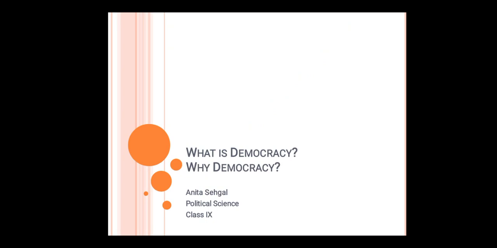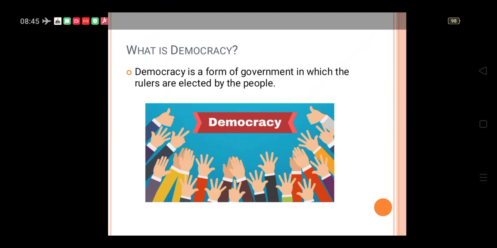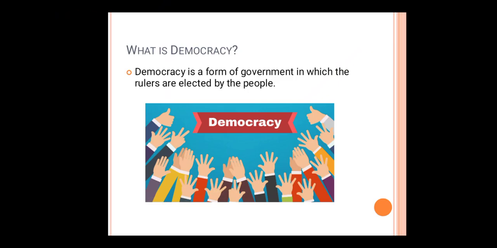Hello students, we are studying lesson 2 of political science. What is democracy? Why democracy? We have learned that democracy is a form of government in which rulers are elected by the people.